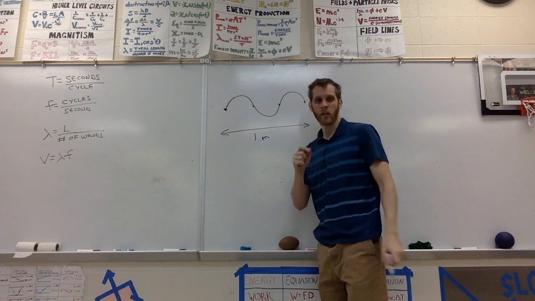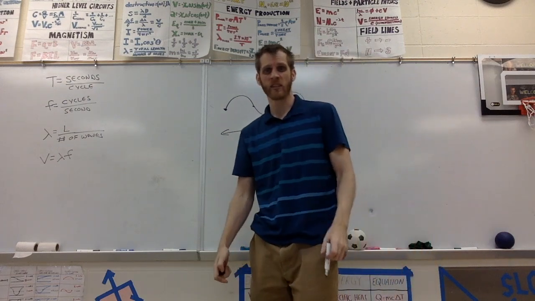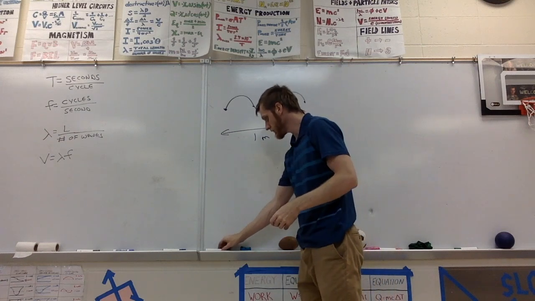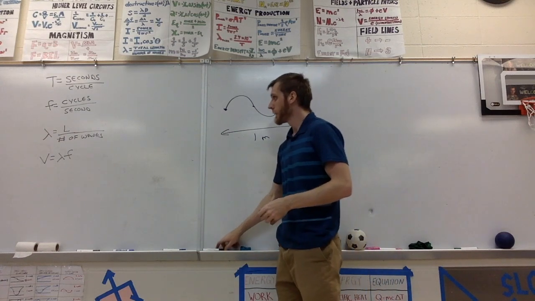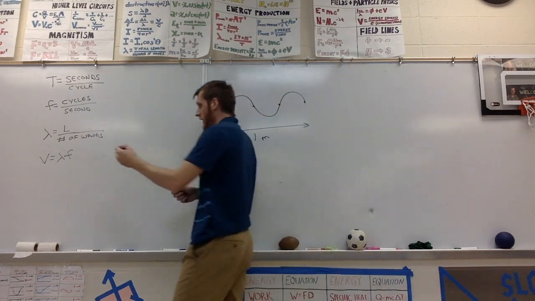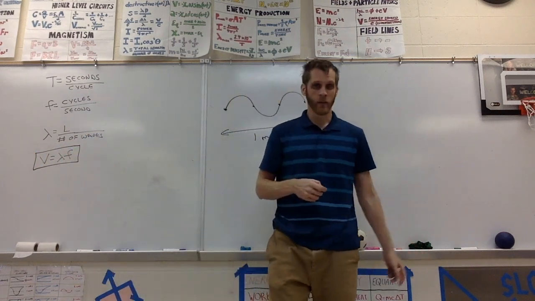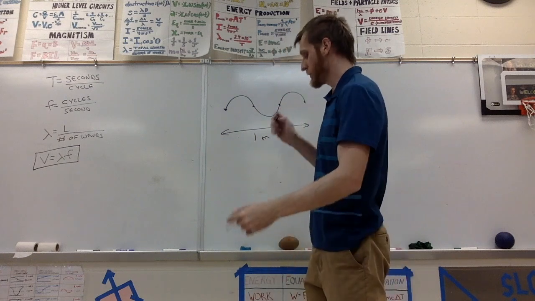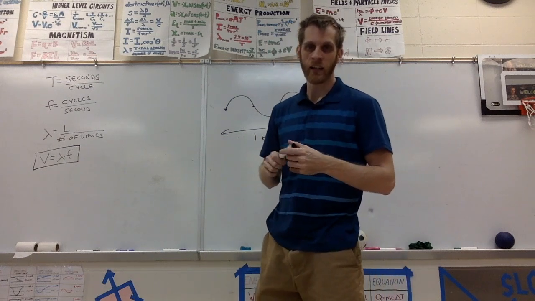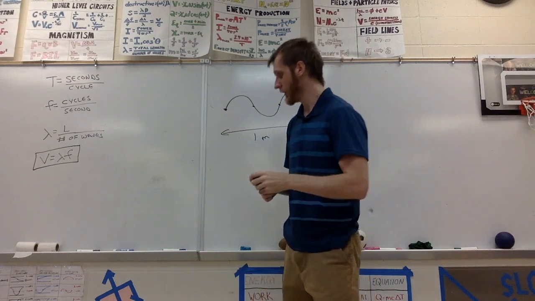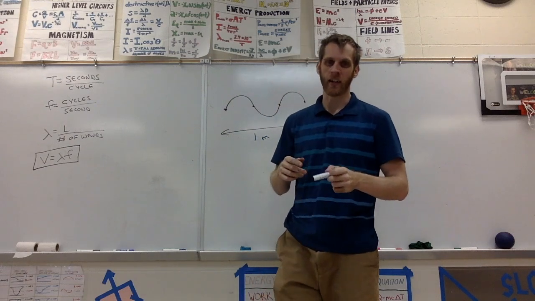I want to figure out the speed of that slinky. What was the speed that the slinky was traveling? The speed of the wave. In order to figure out the speed of the wave, I need to use this equation right here: wavelength times frequency. Well, I have one measurement there. Another measurement that I need is the frequency. Now how do I get frequency? I need to get cycles per second.